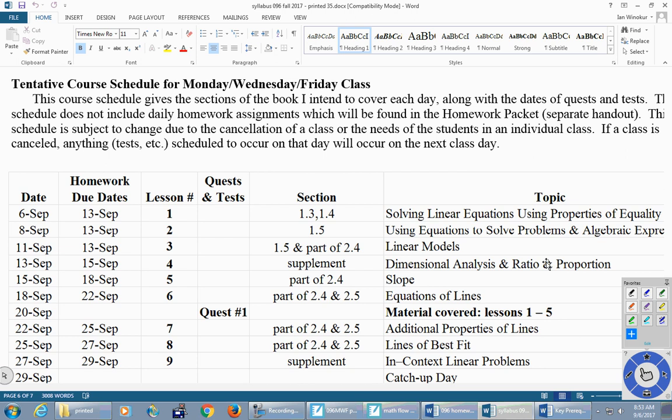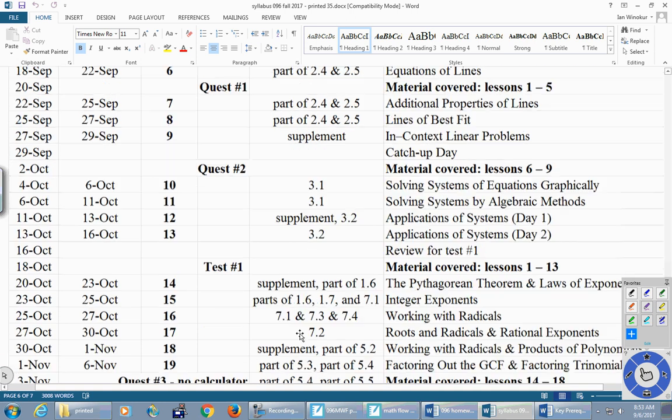If you are super organized, you can feel free to add the dates of our tests and quests into your calendar. For example, test 1 is October 18th. All the dates are there. If we have snow days, things will change a little bit, but that's the calendar that we're planning right now. Okay, that was a lot of information. Any questions on anything at this moment?